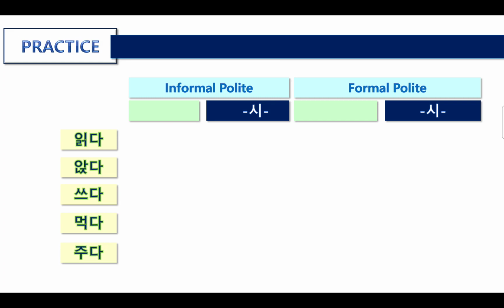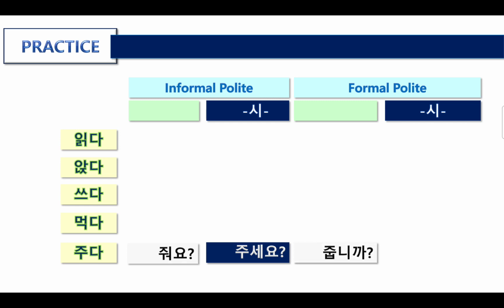Okay, this is the last. 주다, 주 dark vowel, so 어요, 주어요, 줘요. So do you give, 줘요? And with 시, 주시어요, 주세요. 주세요 means give me, right? Will you give me? 주세요. And 줍니까? And lastly, 주십니까?